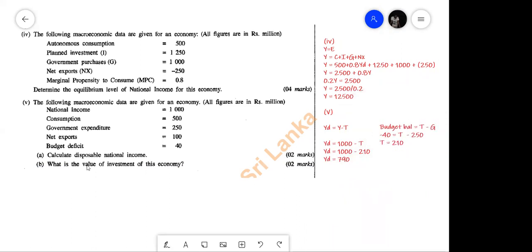And then part B of the question, they're asking what is the value of investment in the economy. In order to find the value of investment, you go with the normal equation: Y is equal to C plus I plus G plus net exports. Y they have given you as 1000. Consumption they have given as 500. Investment is what you're finding. Government spending given 250. Net exports given 100. So move things around. I think it's a very simple question. How much is our investment here?